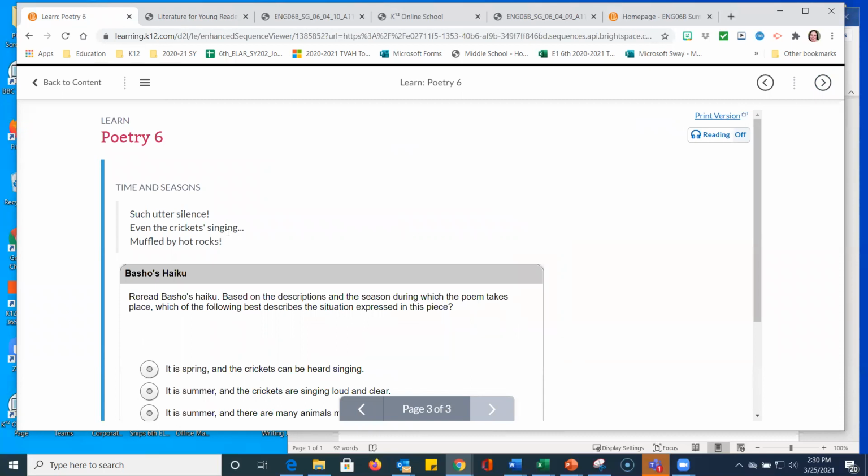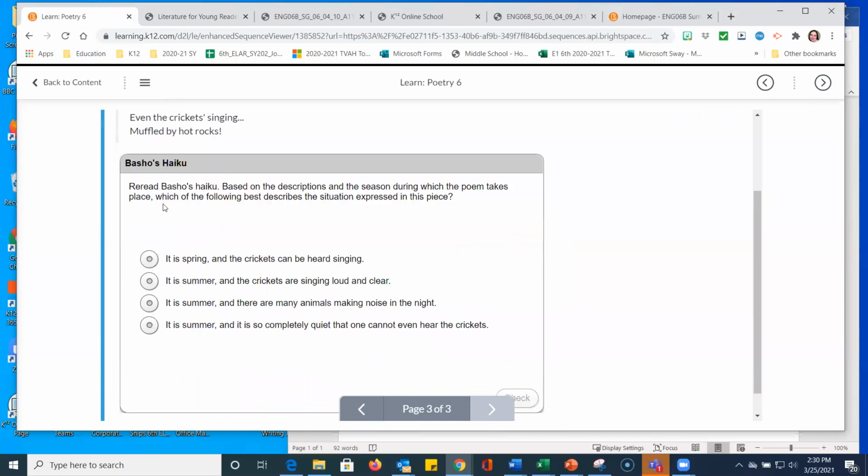Such utter silence, even the crickets singing, muffled by hot rocks. Reread Basho's haiku. Based on the descriptions and the season during which the poem takes place, which of the following best describes the situation expressed in this piece? A, it is spring and the crickets can be heard singing. B, it is summer and the crickets are singing loud and clear. C, it is summer and there are many animals making noise in the night. Or D, it is summer and it is so completely quiet that one cannot even hear the crickets.